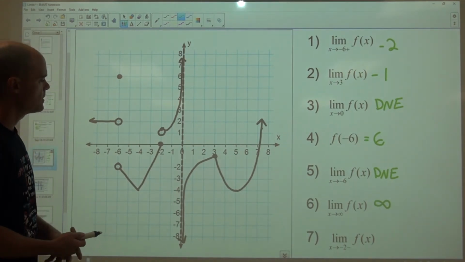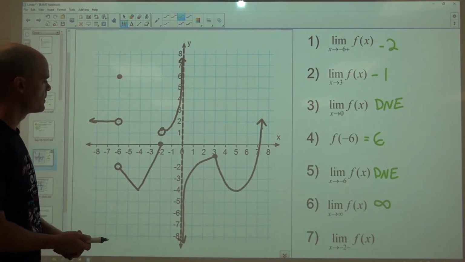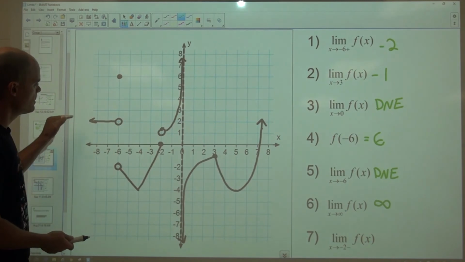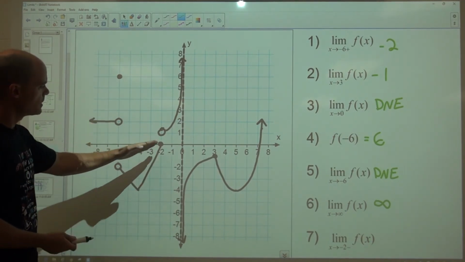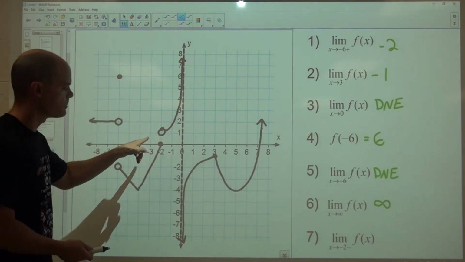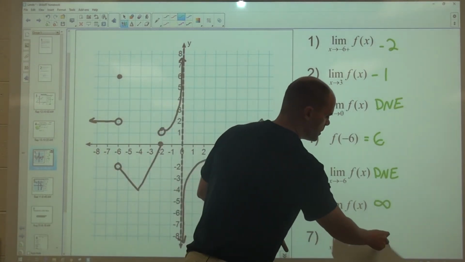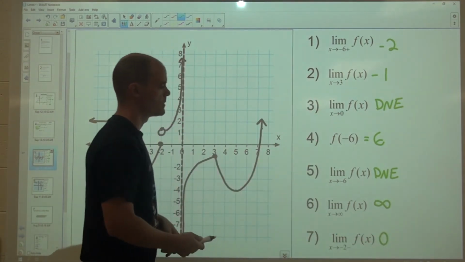And then -2 only from the left. So as I approach -2, I'm coming in, and I get to here, I'm going to approach 0. It actually hits 0, but the limit from the left is 0.